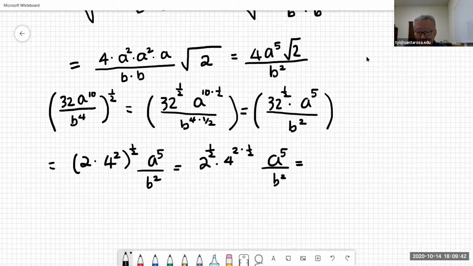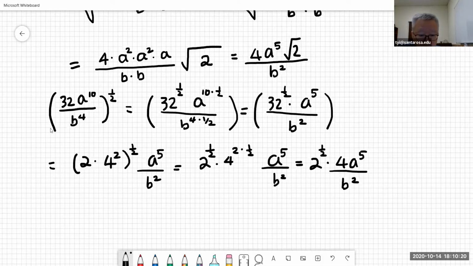So now you will have what? 2 to the 1/2, 4, a to the 5, and the b squared. And that's pretty much what we have on the other method here. So, you can use whichever you want, whether you use the rational exponents or radicals. Whichever you feel more comfortable with, use that.